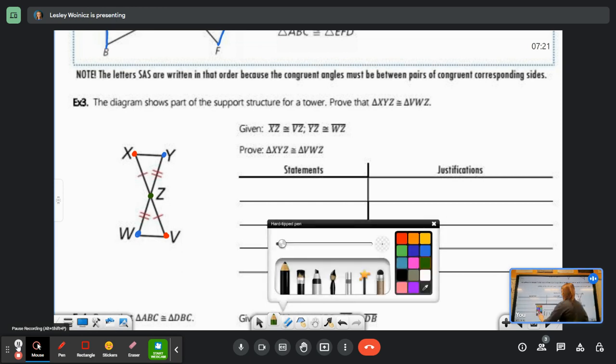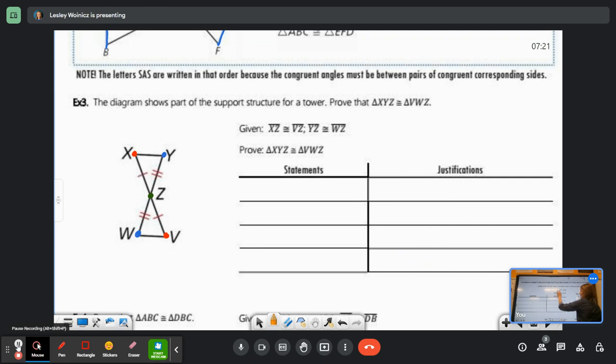So I know that XZ is congruent to VZ. That was given. I know that YZ is congruent to WZ. That was also given. That's these tick marks that show which ones match up.